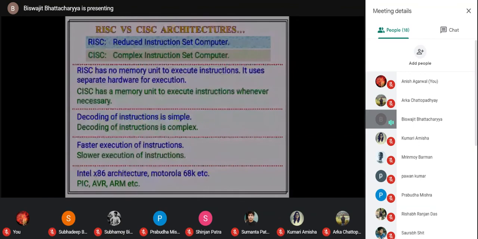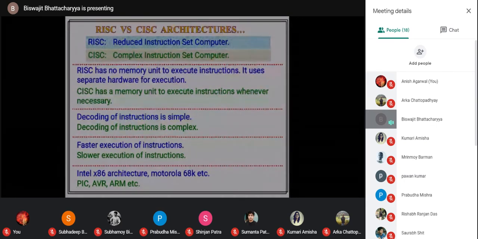In a RISC processor, there is a separate hardware unit to execute instructions. No dedicated memory unit is there to take the instruction and execute it. One separate hardware executes it. But in CISC, a memory unit is there that will take the instruction into its cell, into its content first, then it will be executed thereafter.